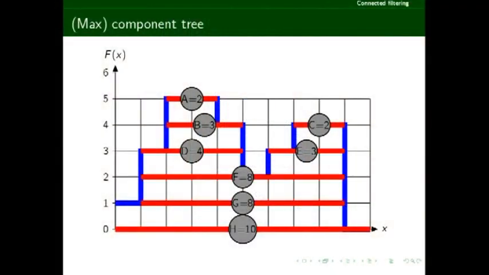So you can build a graph from these connected components, actually a tree. The edges that we have added here represent the father-son relationship, the inclusion relationship. If you have an edge, that means that one of the nodes is included in the other. So this is a tree here.